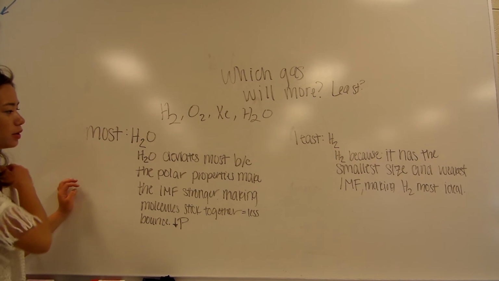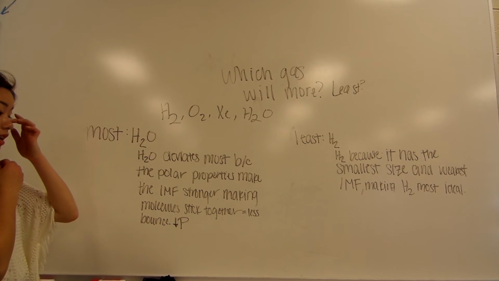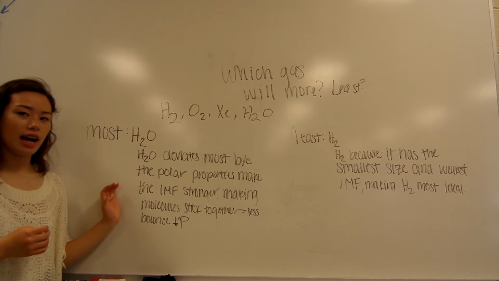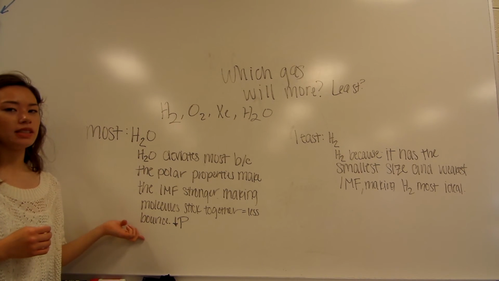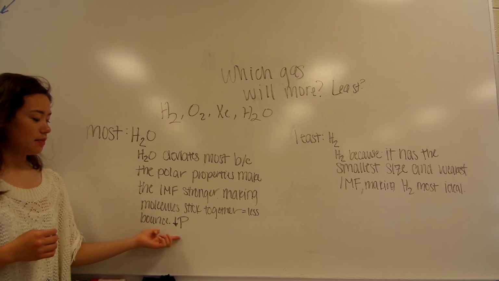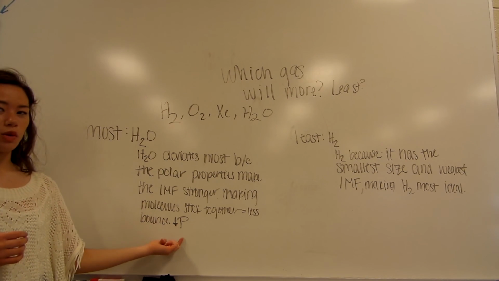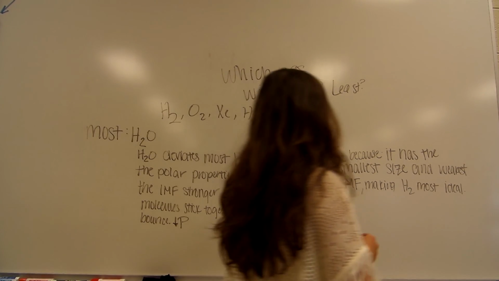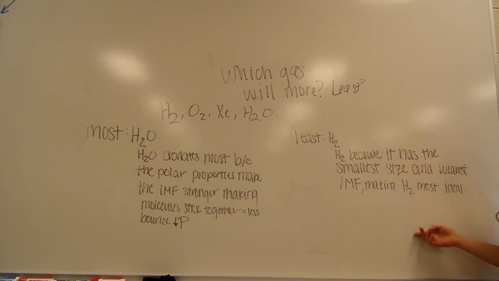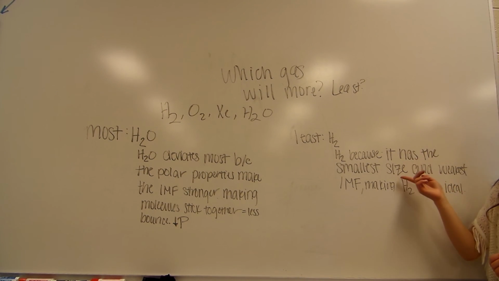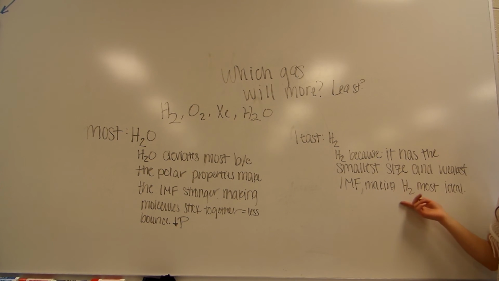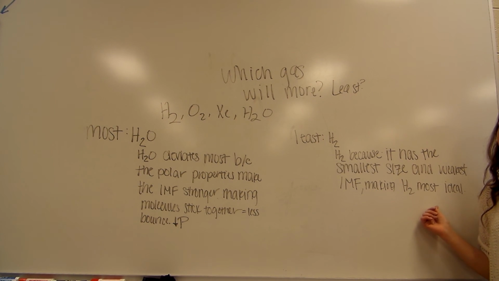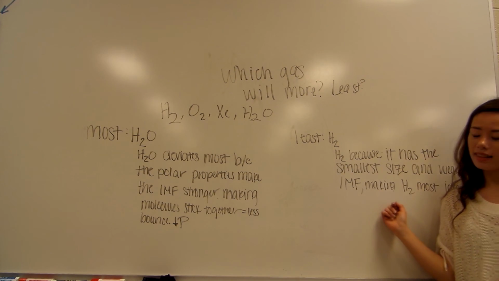What would deviate most is H2O because the polar properties make the IMF stronger, and therefore the molecules stick together, which means it bounces off the containers less, meaning the pressure is lowered. What deviates least is H2 because it has the smallest size and the weakest IMFs, which is London dispersion, making it the most ideal. And I hope you got that.